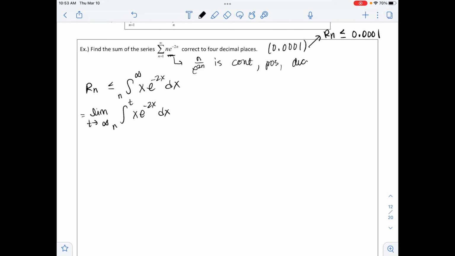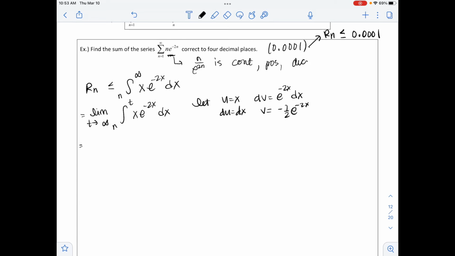And so I cannot integrate this how it's written, but I notice that I have a polynomial and an exponential, so my mind directly thinks parts. So we're going to let u equal x and dv equal the remaining part of it, which is e to the negative 2x dx. So du is equal to dx, and v is equal to negative 1/2 e to the negative 2x.